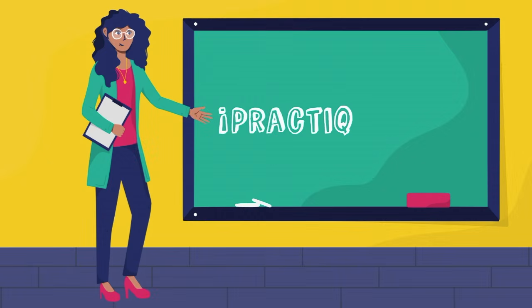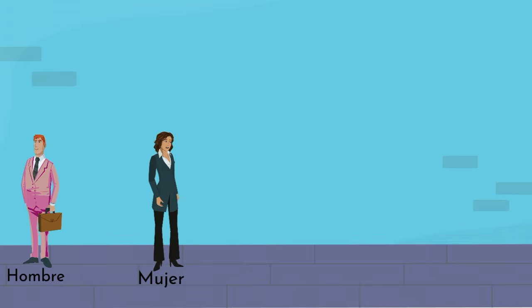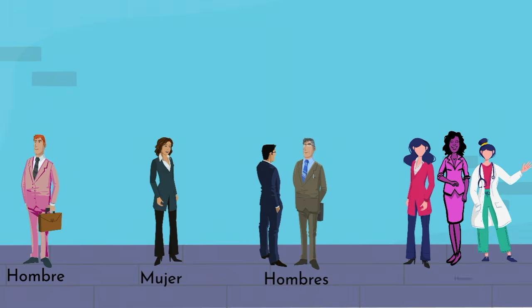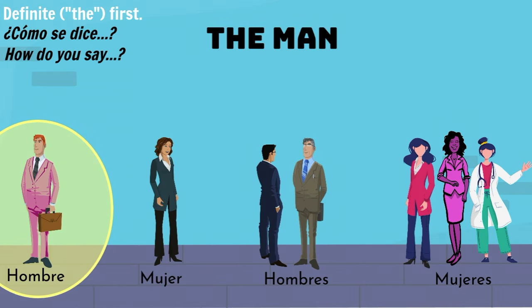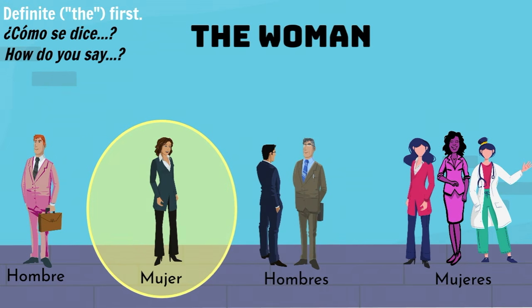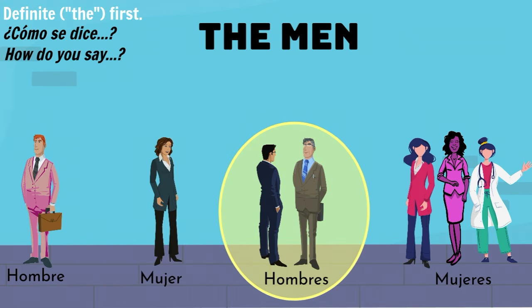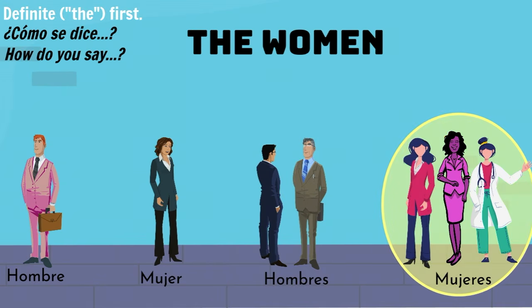Now that you've noted the definite and indefinite articles in Spanish, let's practice. Let's do definite first. That's the word the in English. How do you say the man in Spanish? That's right, el hombre. How do you say the woman? That's right, la mujer. How do you say the men? Yes, los hombres. How do you say the women? That's right, las mujeres.